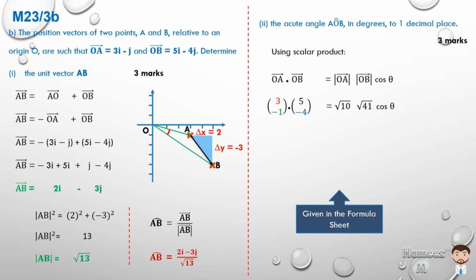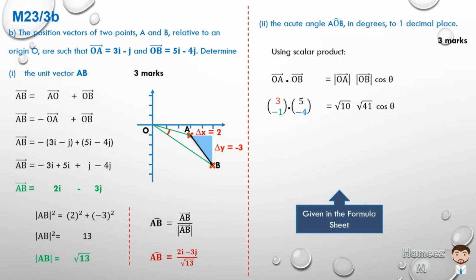Dot 5 minus 4, because OB is 5i minus 4j, is equal to the length of OA, and let's work that out quickly. To go from O to A, we're moving 3 to the right and 1 down. So using Pythagoras' theorem, we get 3 squared, which is 9, plus minus 1 squared, which is 1. 9 and 1 is 10. So the length of OA will be the square root of 10.